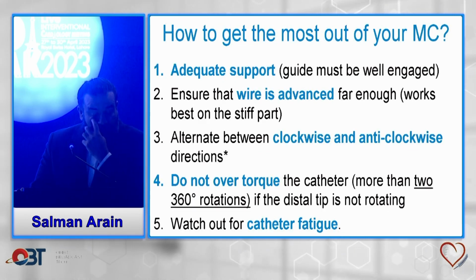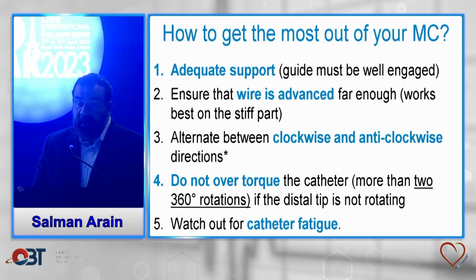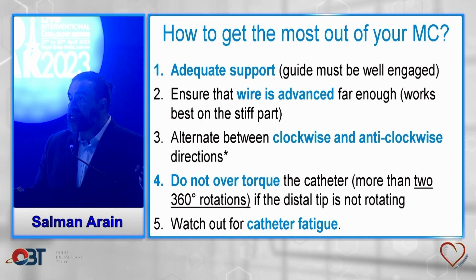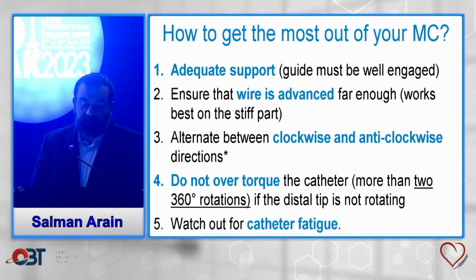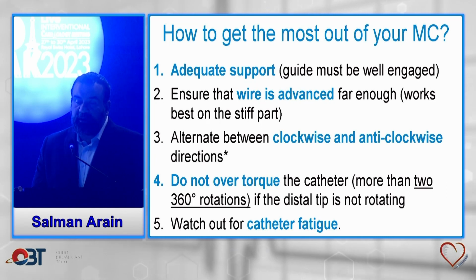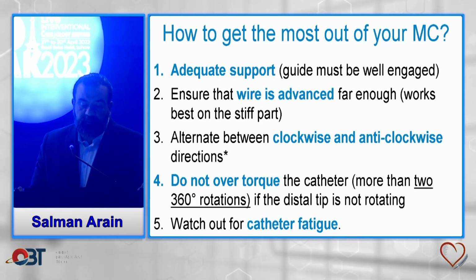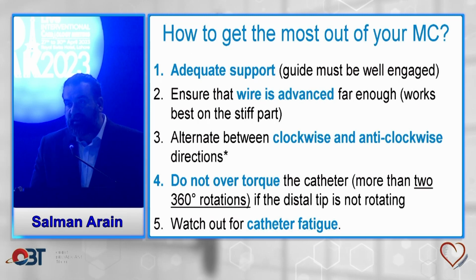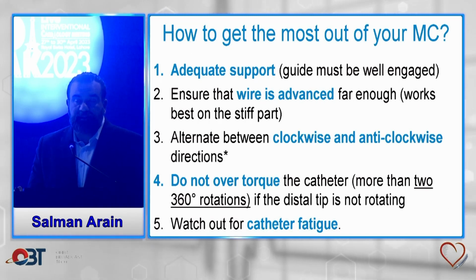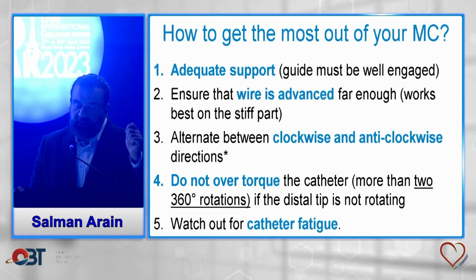How to get the most out of your microcatheter? Adequate support. The guide must be well engaged. If the guide is not well engaged, go ahead and use a guide extender. The wire should be advanced far enough. You have to be on the stiff part of the wire. Alternate between clockwise and anti-clockwise directions. If you're using a torqueable catheter, obviously it doesn't work if the catheter is not torqueable.